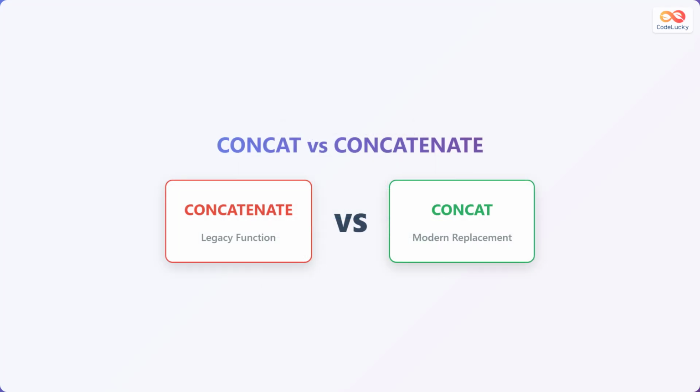CONCAT is the modern replacement for the older CONCATENATE function. While CONCATENATE still works, CONCAT is the preferred function for combining text in newer versions of Excel.